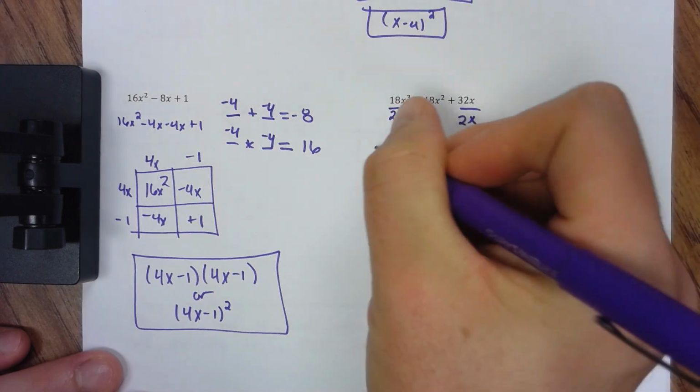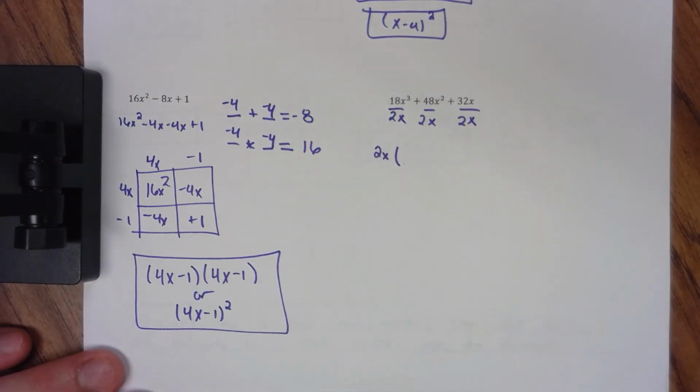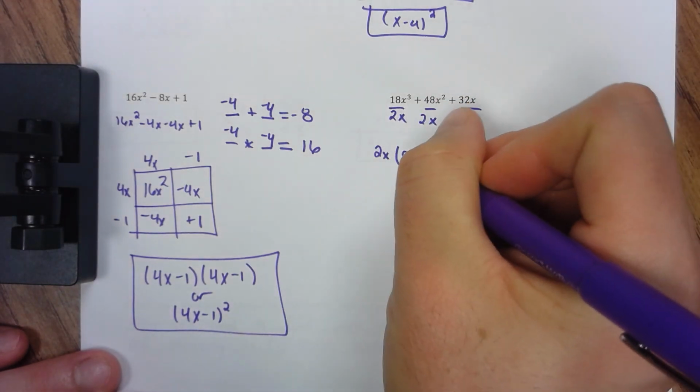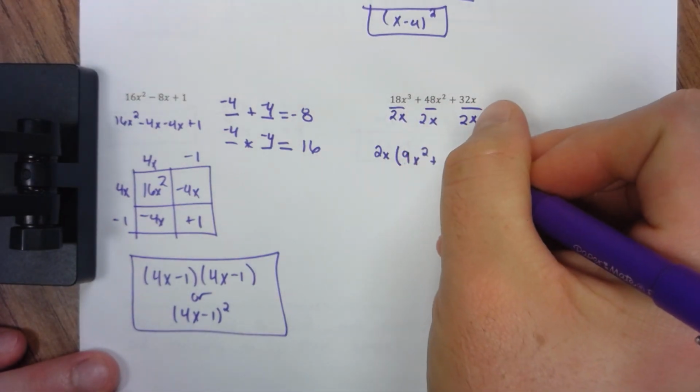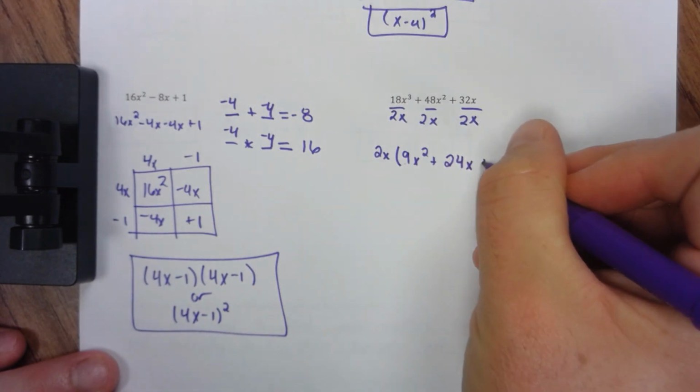So we're going to take out that 2x. Again, the 2 isn't necessary. The x is necessary. X absolutely has to come out of this. So 9x squared, that'd be plus 24x, and then plus 16.